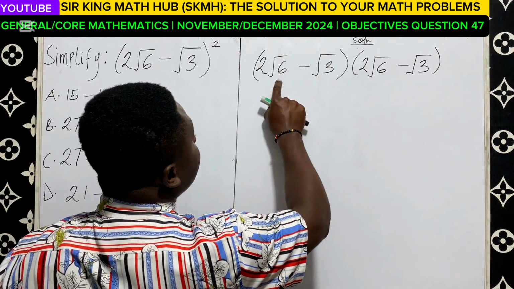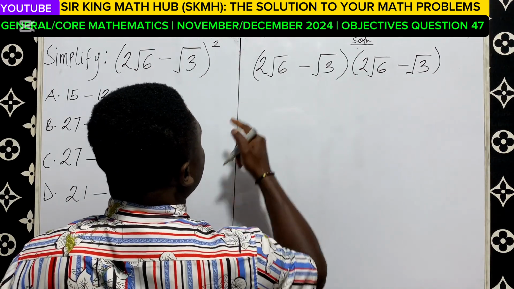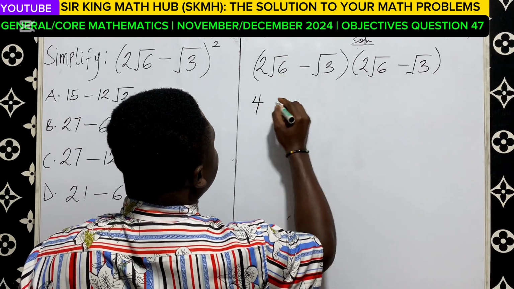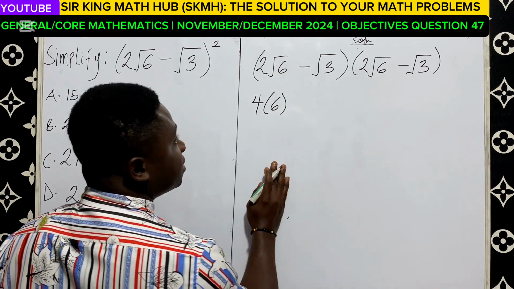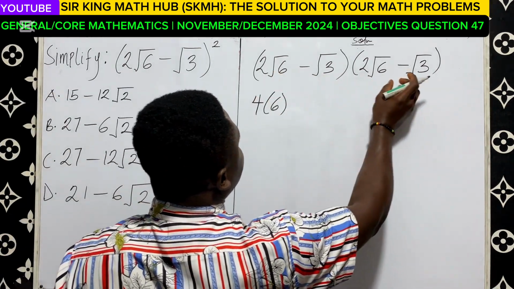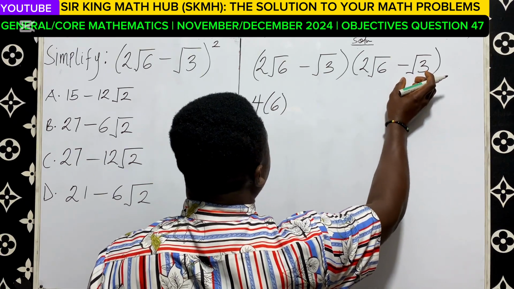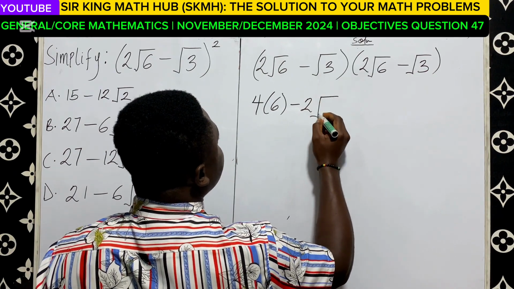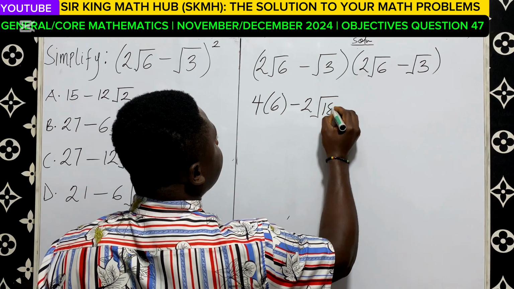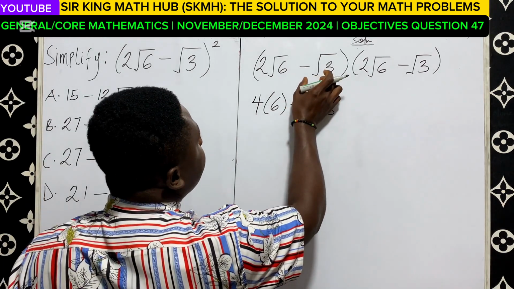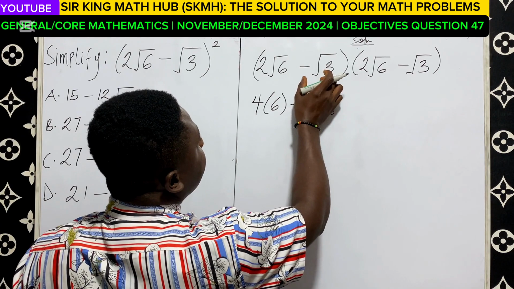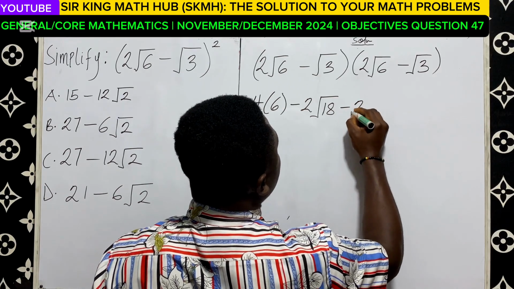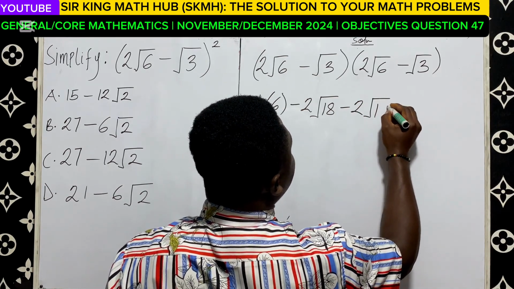2 root 6 multiplying 2 root 6. So 2 times 2, that is 4, and then root 6 times root 6, we have 6. 2 root 6 times negative root 3, so we have minus 2 root 18. And then minus root 3 multiplying 2 root 6, we also have minus 2 root 18.